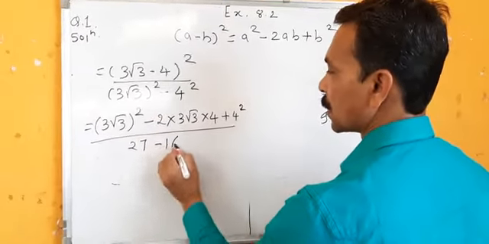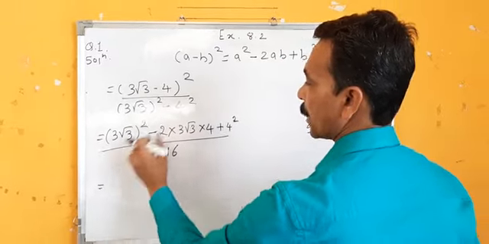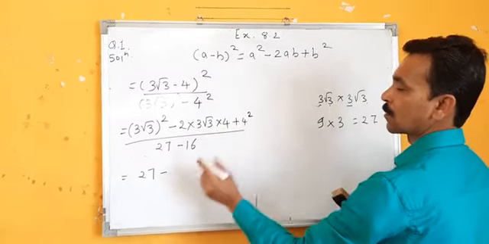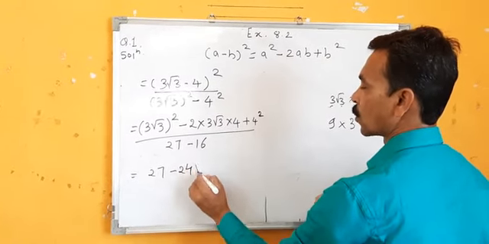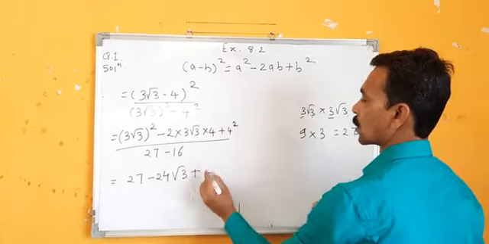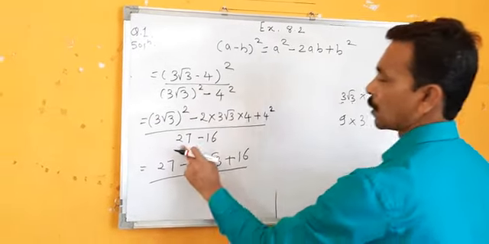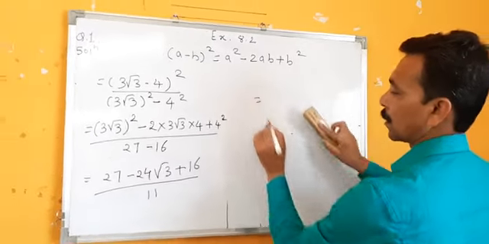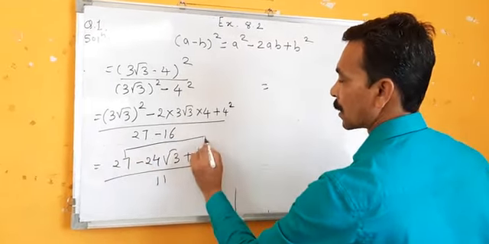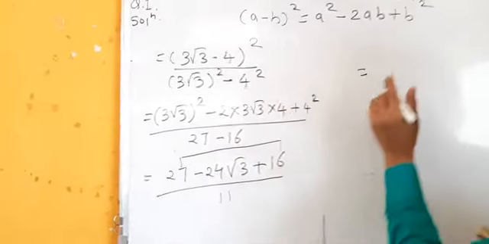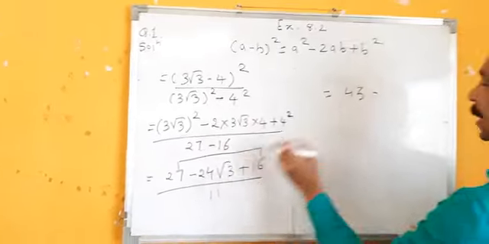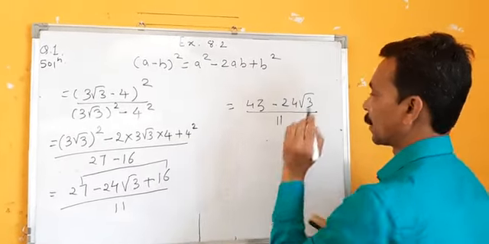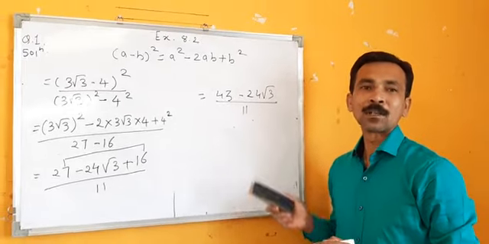Minus 4 square is 16, is equal to 3 root 3 square is 27, minus 2 3's are 6, 6 4's are 24, 24 root 3 plus 4 square is 16 upon 27 minus 16 is 11. Here I'll add the numbers. 27 plus 16 is 43 minus 24 root 3 upon 11. This is the answer of this sum.